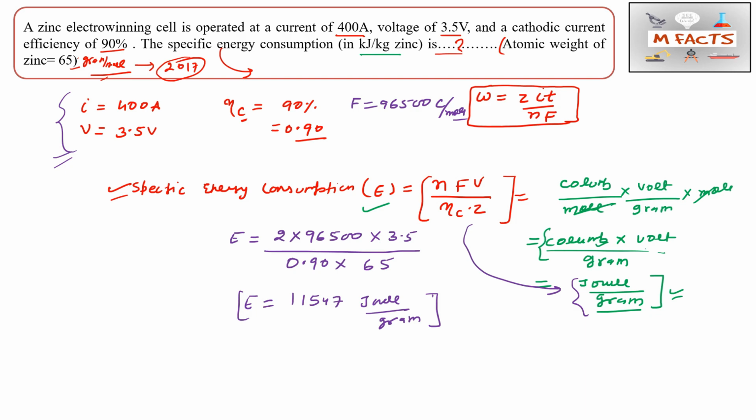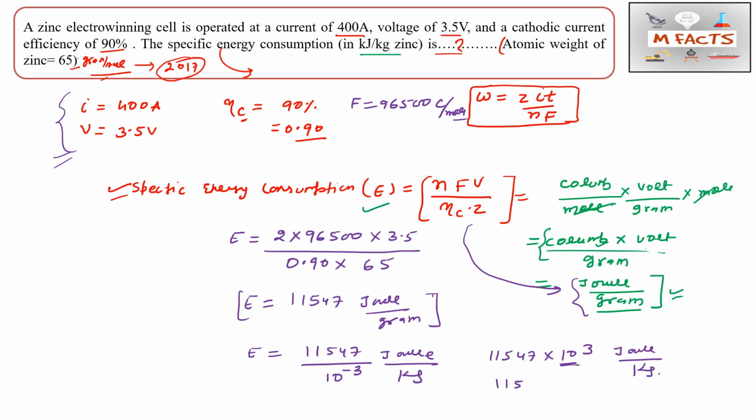So how do we convert this per gram into per kg? If we divide this value 11547 by 10 to the power minus 3, that will be joule per kg. And this will go above like that, 10 to the power 3, so it will be joule per kg. And if we remove this 10 to the power 3, it will come like that, 11547 kilojoule per kg. I hope you understood the unit conversion here. This is just unit conversion, nothing more.